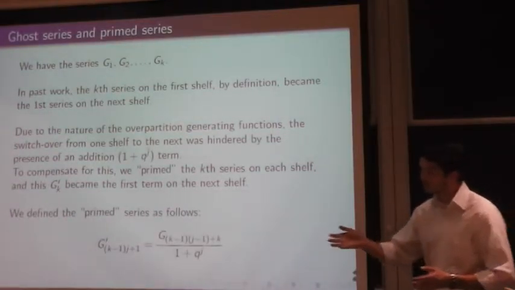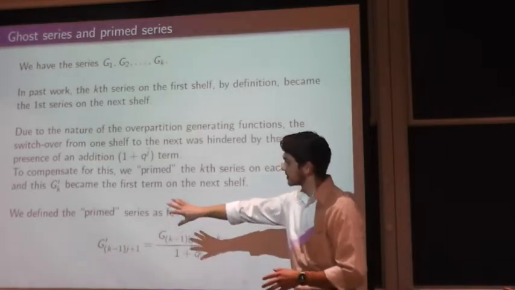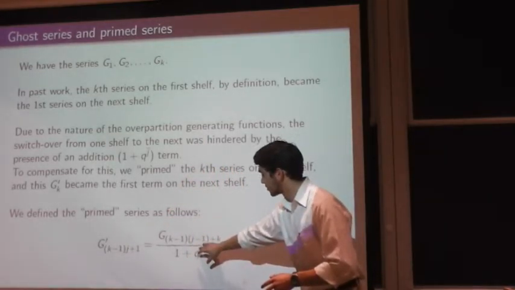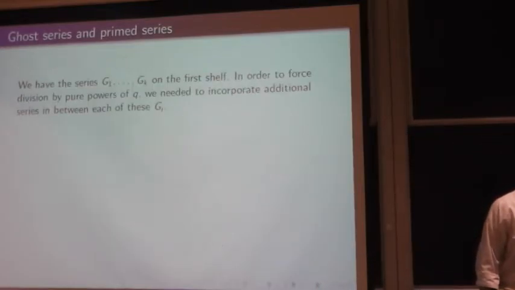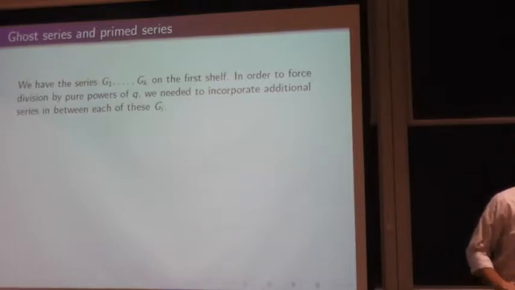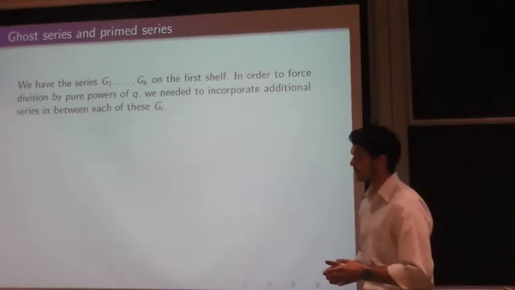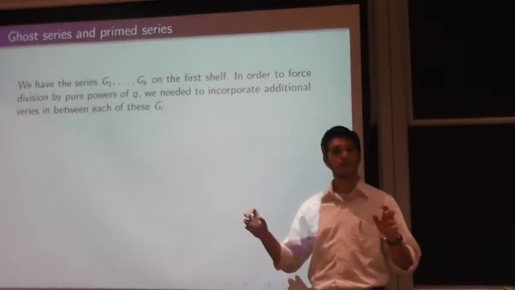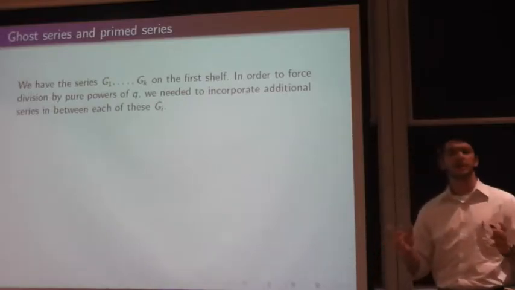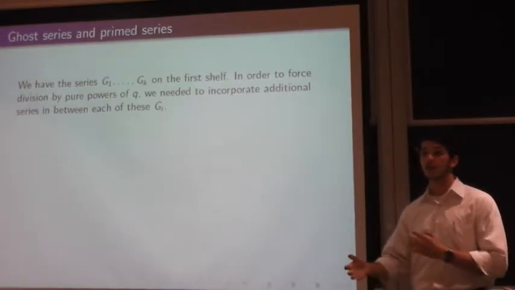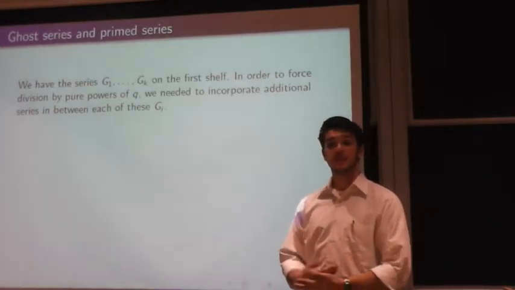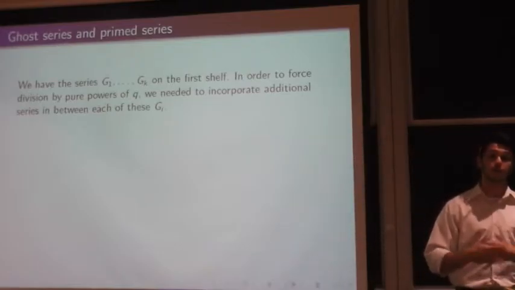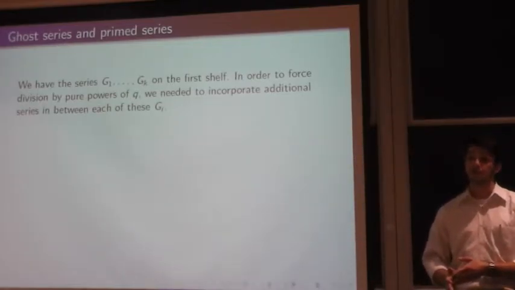In general, our primed series that starts the next shelf is the one immediately below it, divided by 1 plus q to the power. Another thing we had to worry about is that the motivation of the motivated proofs again took on this form where we're dividing by pure powers of q. That was something emphasized throughout all of the works from before. And because we had that additional 1 plus q to a power, we had to compensate for that throughout the rest of the proof to force this division by pure powers of q.